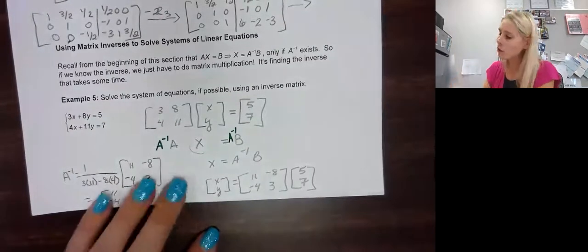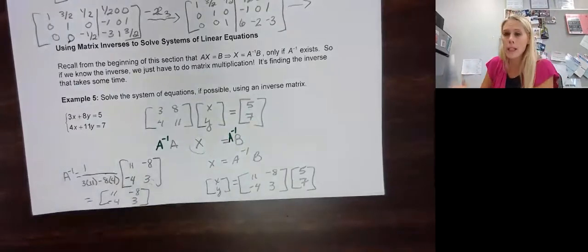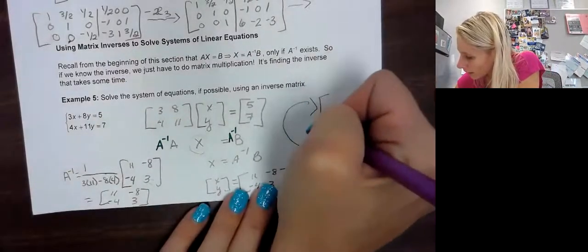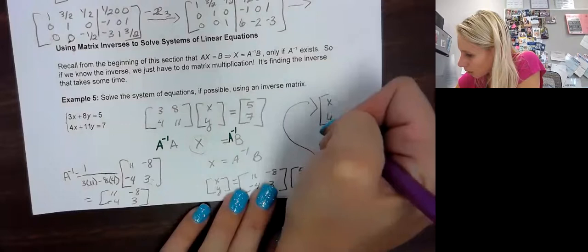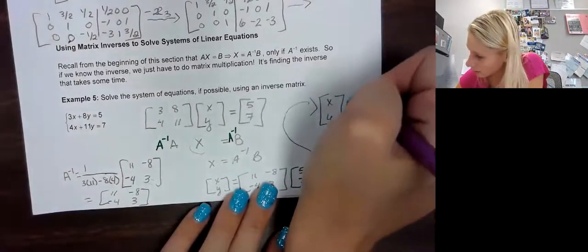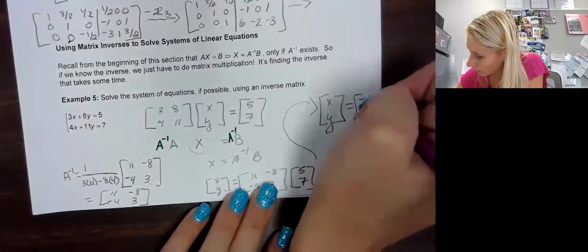And when we do out our multiplication, I'm going to do this quickly because we should have done enough. We come out that our X, Y matrix equals negative 1, 1.